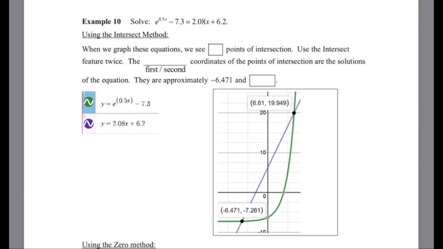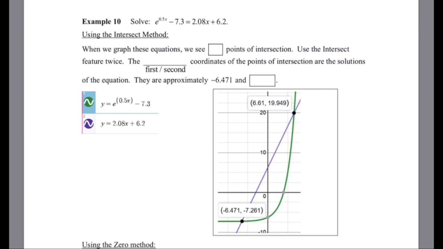Sometimes we're going to come across problems that simply can't be solved algebraically very easily, so using a graphing calculator can certainly help us. In this example, I'm going to show us how to use the intersect method and the zero method with a value that's a little more difficult to solve algebraically. So we have to rely on some of our graphing skills to do that.